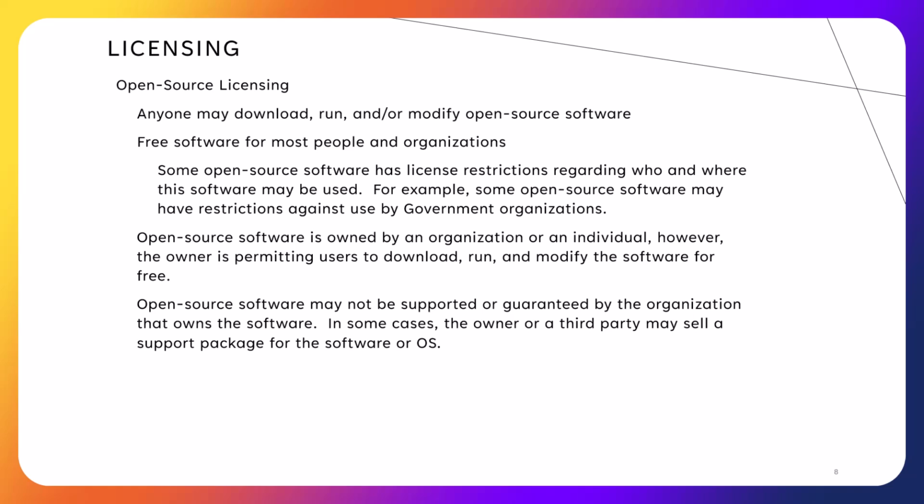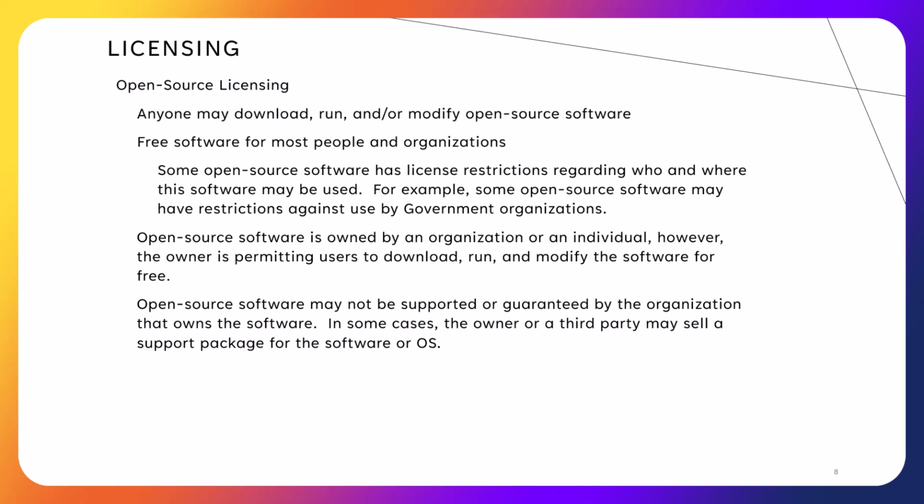Open source software is owned by an organization, so you go out there and you see this open source, someone owns it. There's a license for it. It might be an individual, might be an organization. However, that owner is letting people download the software, modify the software, and run the software for free.